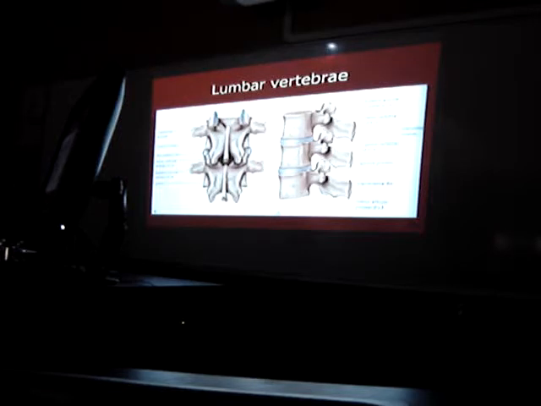So it kind of doesn't show up too well here. But you see the abbreviations that we use. What would be just above L1? The head. T12. Okay, there are 12 thoracic vertebrae. You only have 3 lumbar vertebrae? 5. Got 5, yeah.